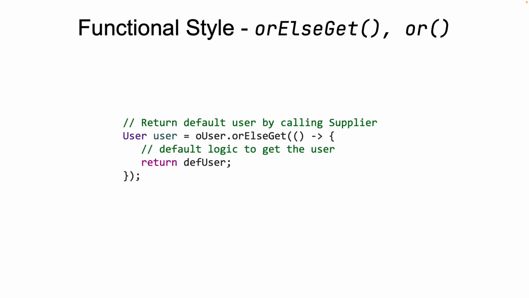Now there is also a similar or method in optional, which also uses a supplier, but it supplies an optional of a user instead of the user. That's a subtle difference.